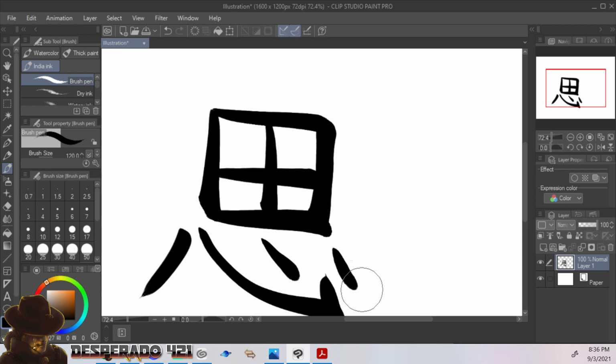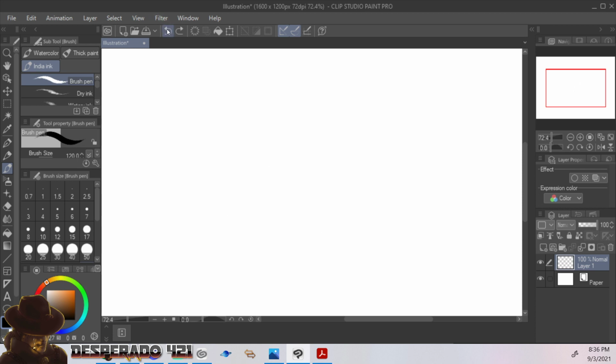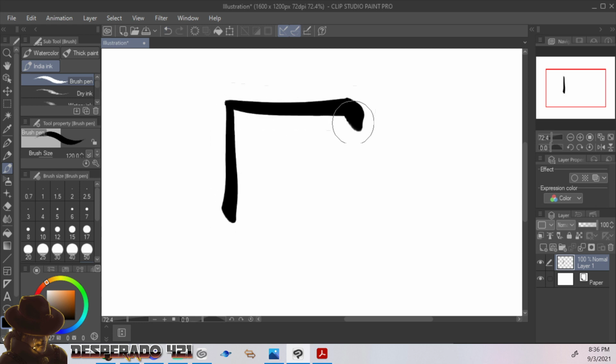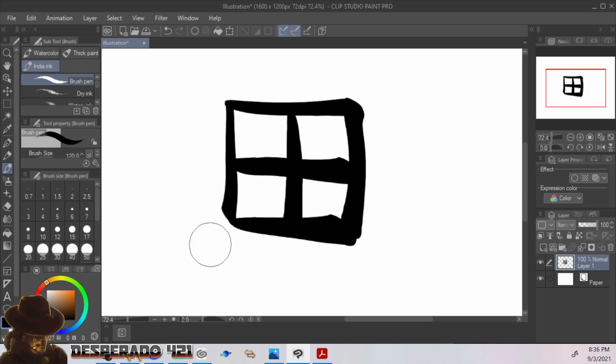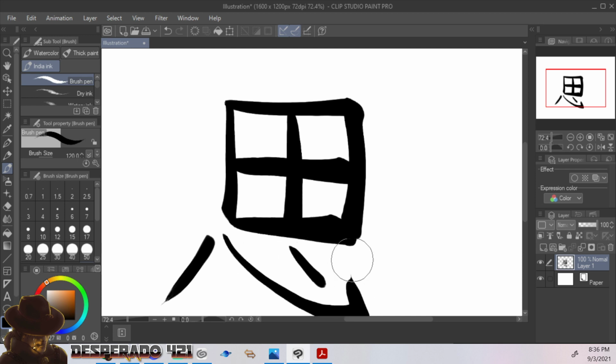We'll do this one more time. And this is the kanji for to think, or omo. 2, 3, 4, 5, 6, 7, 8, 9.